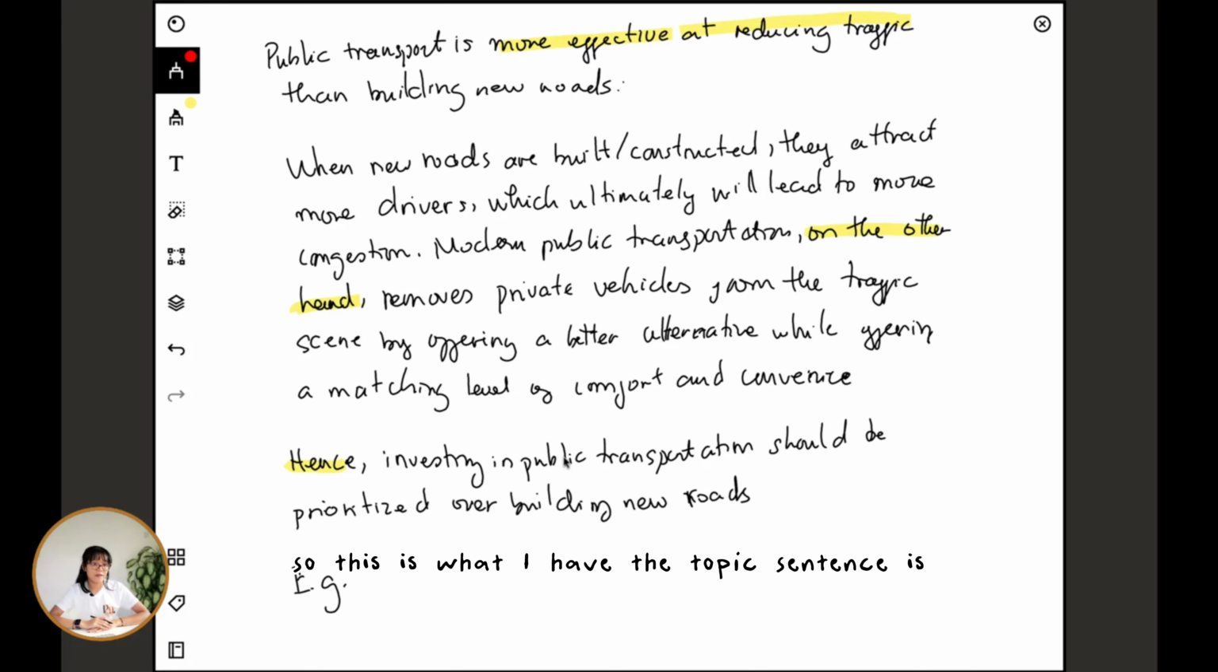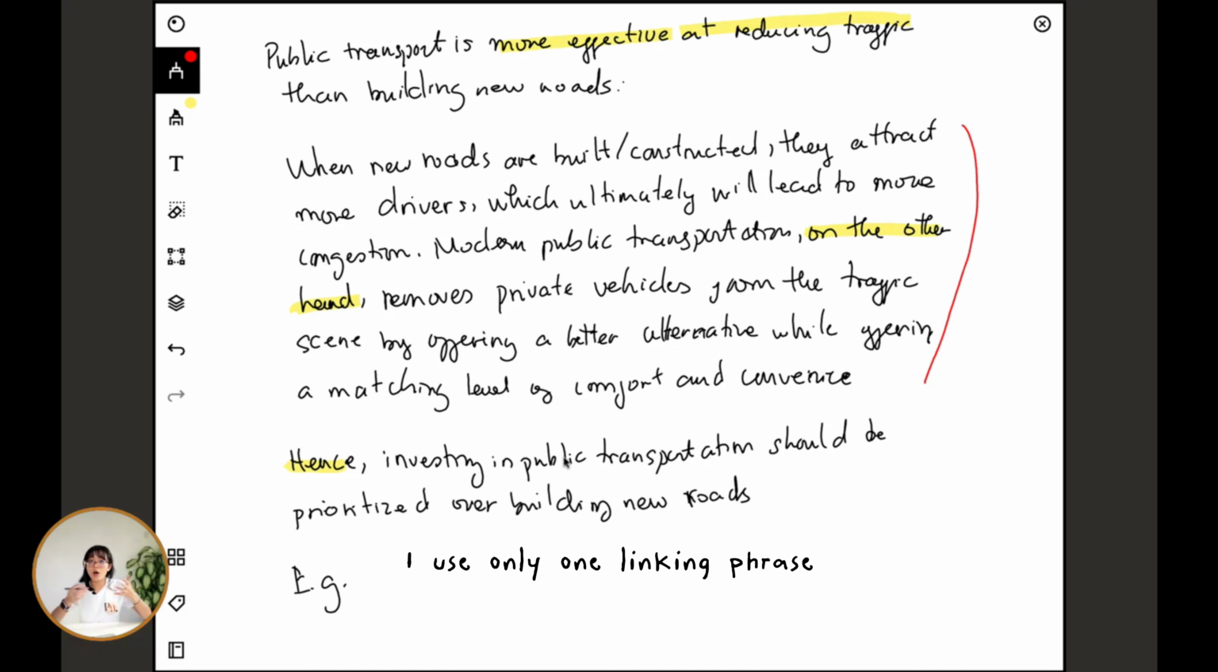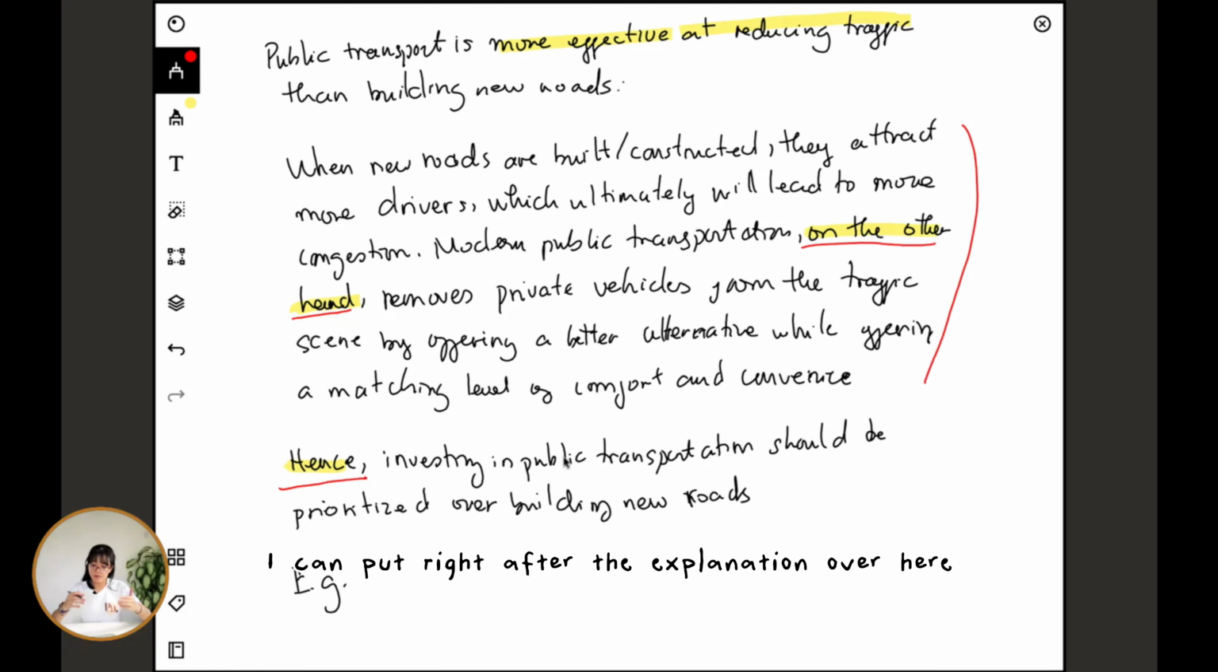So this is what I have. The topic sentence is public transport is more effective at reducing traffic than building new roads. We already know this. And I used a little bit better vocabulary and a bit better grammar to explain it a little bit over here. And in this case, I use only one linking phrase, on the other hand, as you can see here. Not too many, but still very clear. And the last sentence I have, I use also another linking word, hence. Now this sentence I can put right after the explanation over here or after the example.